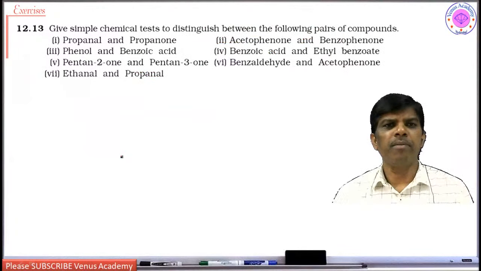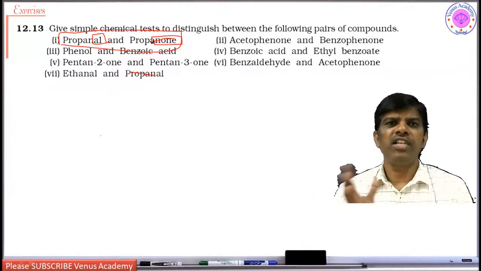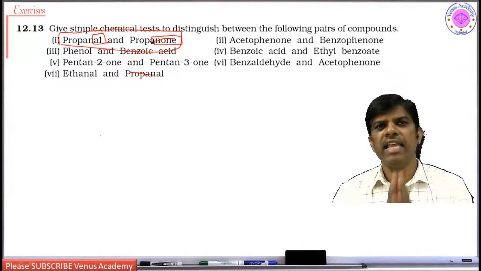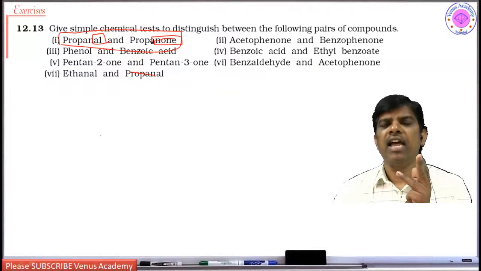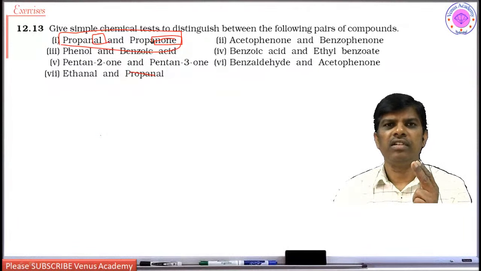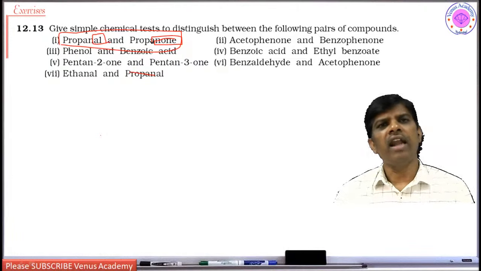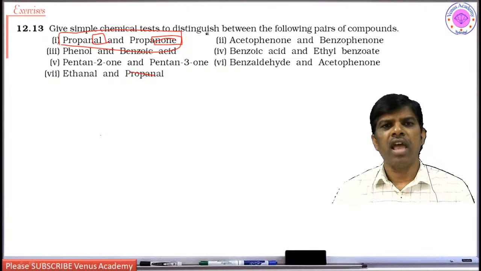Give a simple chemical test to distinguish between the following pairs of compounds. Dear students, this answer is not given in your textbook. So what is there? Propanal and propanone. This is aldehyde and ketone. What is the test available for the differentiation of ketones from aldehydes? It is Tollens reagent and Fehling solution. These are two tests where you can identify aldehydes from ketones.